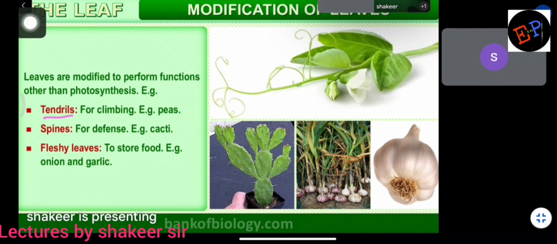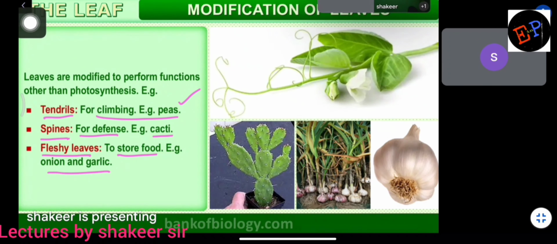Tendrils, first modification, for climbing. And what is the example of this one? Pea plant, peas. Spines: leaves also can be modified into spines, and they are for defense. The example is cacti. Fleshy leaves to store food, and the example is onion and garlic. Are you able to understand? It means onion and garlic are not fruits, or roots, or stems. Basically they are leaves only. So leaves are modified into how many types? Basically tendrils, spines, and fleshy leaves.